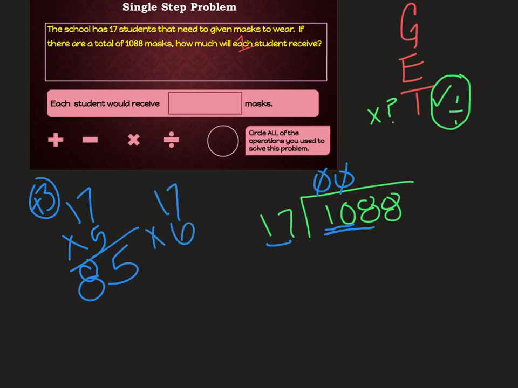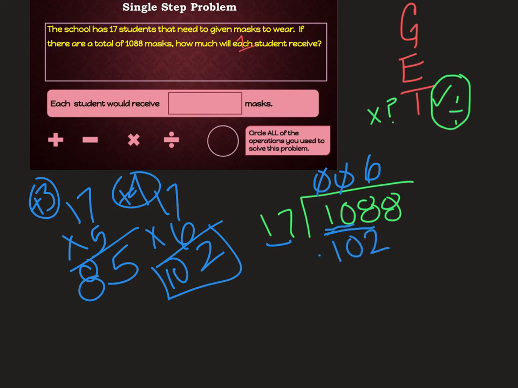17 times 6. 6 times 7 is 42. 6 times 1 is 6, plus 4 is 10. Much better. That's 102. That's pretty close. So we're going to go with 6 here. And we said 6 times 17 is 102. So now I'm going to subtract that. 8 minus 2 is 6. Then 0 and 0. The next step is to bring down the 8.